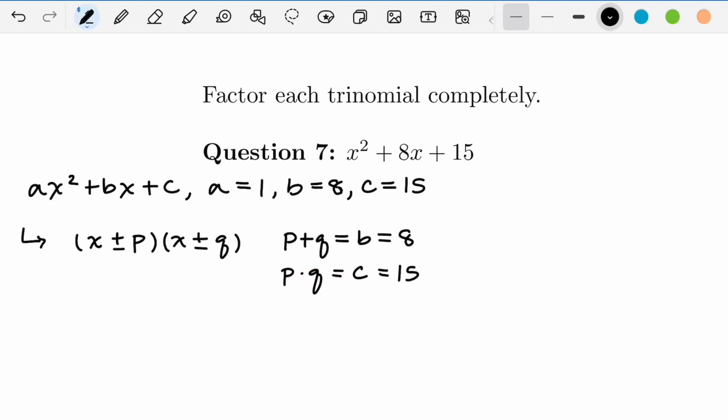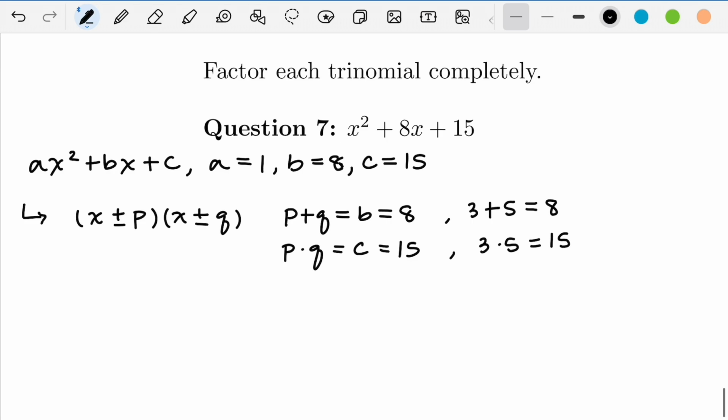So the first that come to mind is 3 plus 5. If we let p be 3 and q be 5, we're going to get p plus q is equal to 8, and p times q, 3 times 5, gives us 15. So what we can do is plug those numbers into our factored binomial forms here. So we're going to have x plus 3, and then x plus 5.